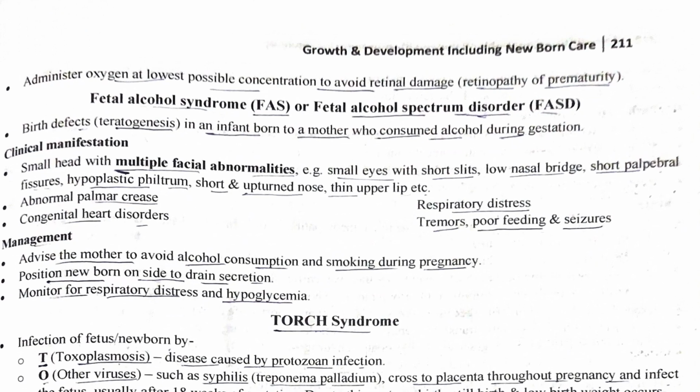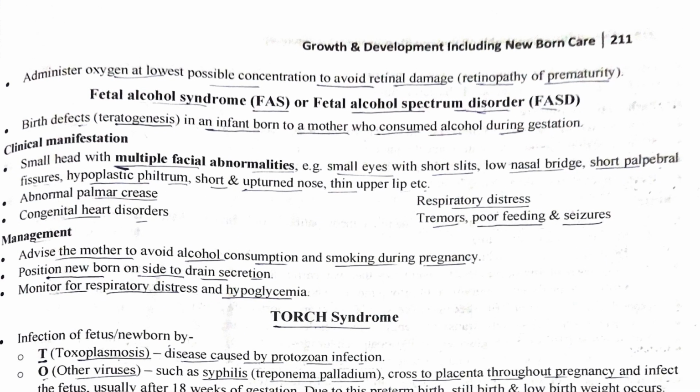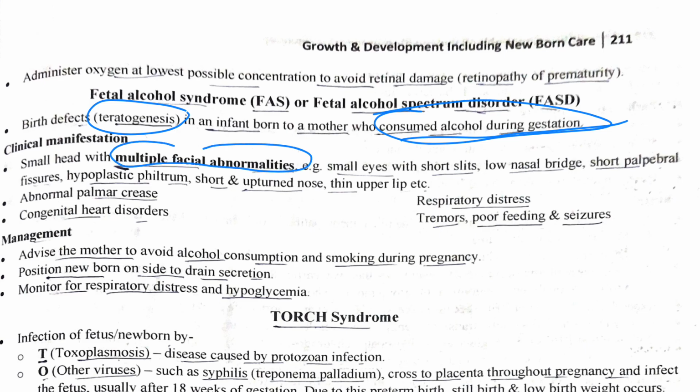Next, fetal alcohol syndrome, FAS, or fetal alcohol spectrum disorder, FASD: birth defects of teratogenesis in an infant born to a mother who consumed alcohol during gestation. Clinical features: small head with multiple facial abnormalities like small eyes with short slits, low nasal bridge, short palpebral fissures, hypoplastic philtrum, short and upturned nose, thin upper lip, etc.